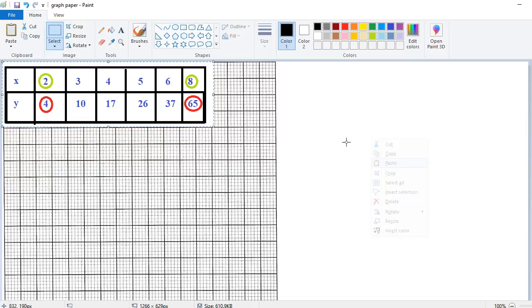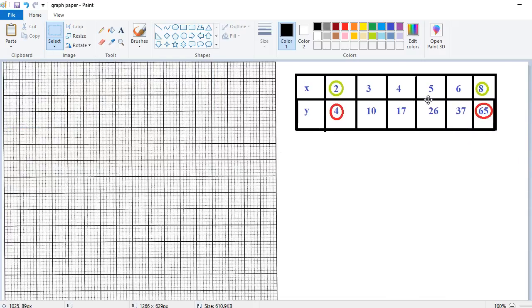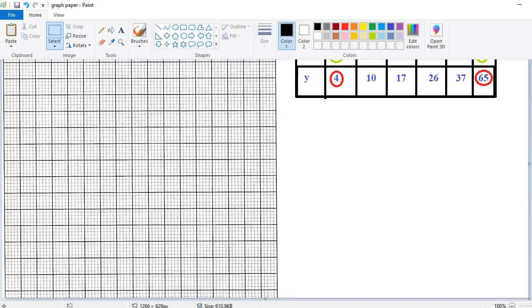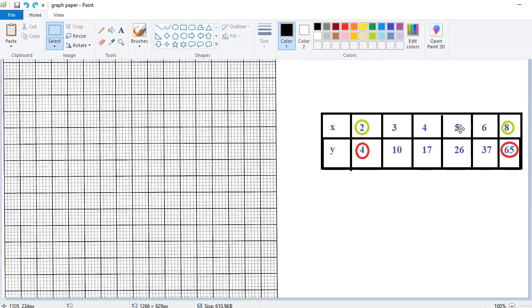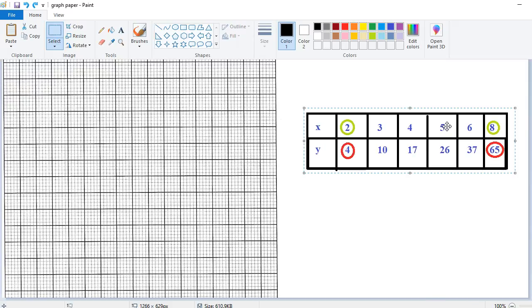I'm just going to put my table here. Great. Now, first to decide where do I put what? Where do I start? Looking at your values, all your values are positive. Because all your values are positive, it means that you're focusing on the positive side of your graph, not the negative side.